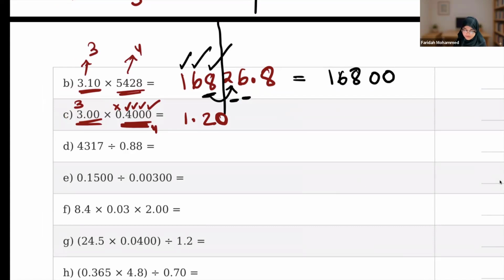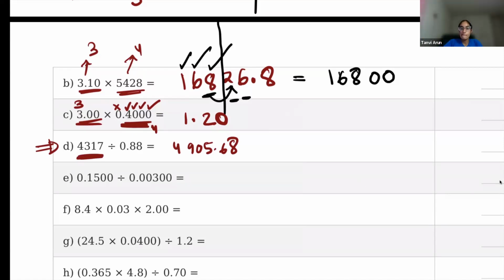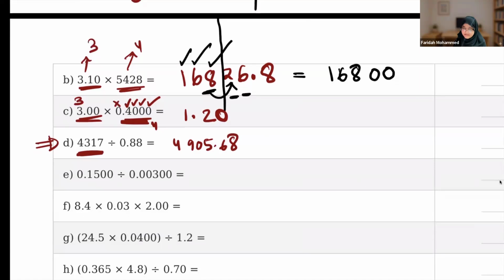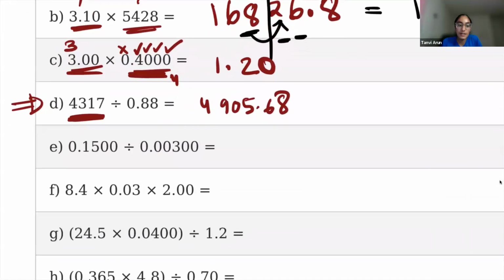Okay, Tanvi, do you want to do D with me? When we do this, we get what? 4905.68. Okay, let's look at the sig figs. How many sig figs here? 4. This one? 2. Good.